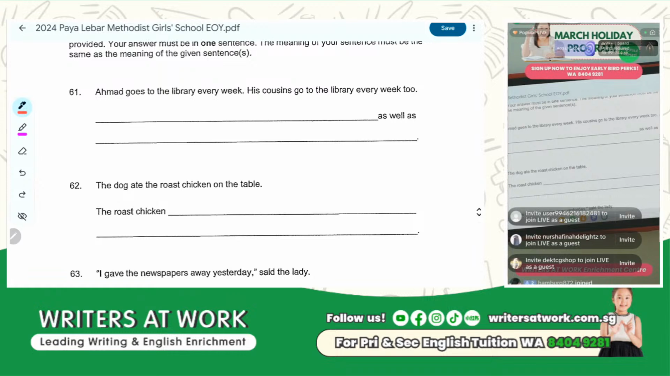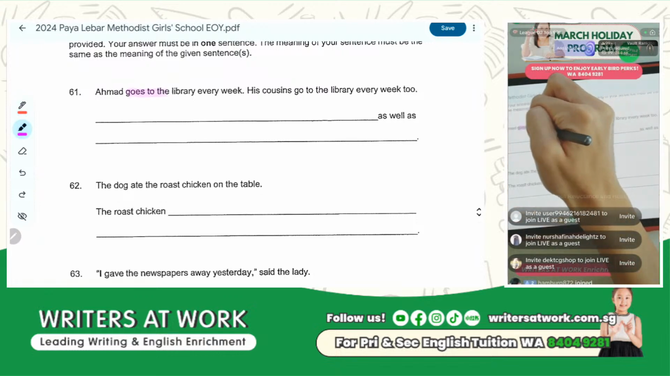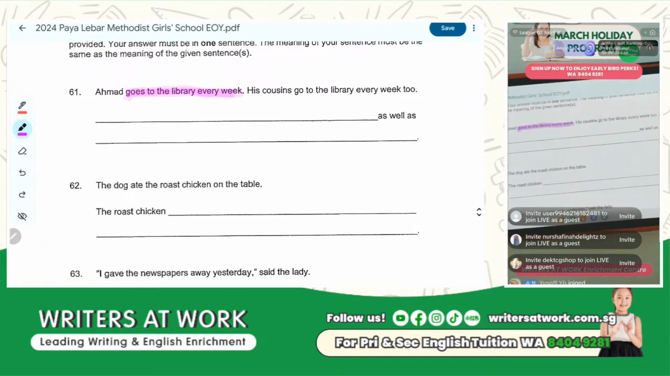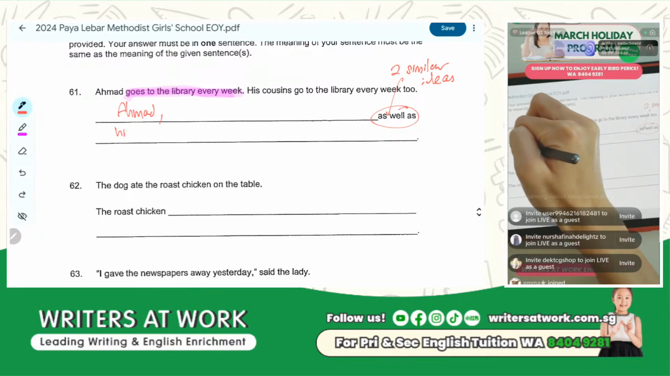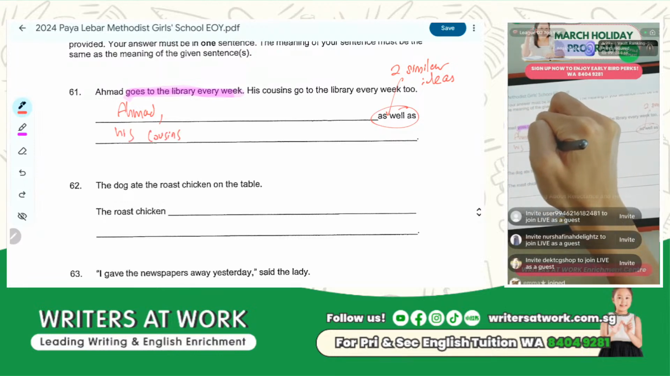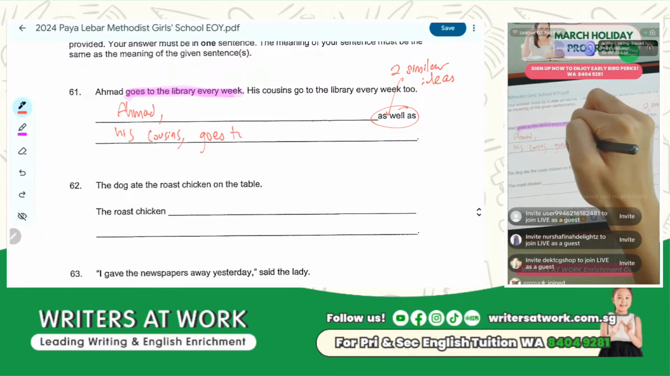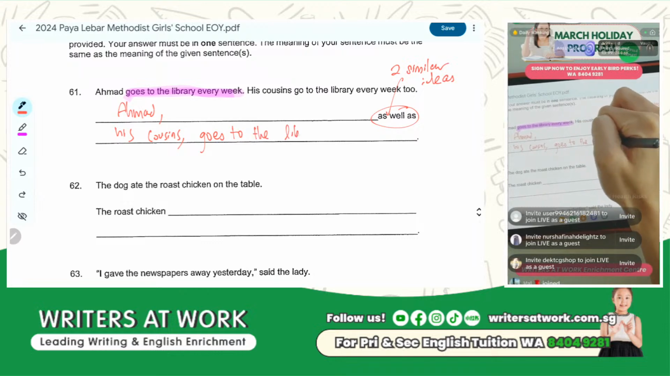Ahmad goes to the library every week. His cousins go to the library every week too. So we are looking at how both Ahmad and his cousins have a particular habit. And "as well as" is to link two similar ideas together. So it will be "Ahmad, as well as his cousins, goes to the library every week."